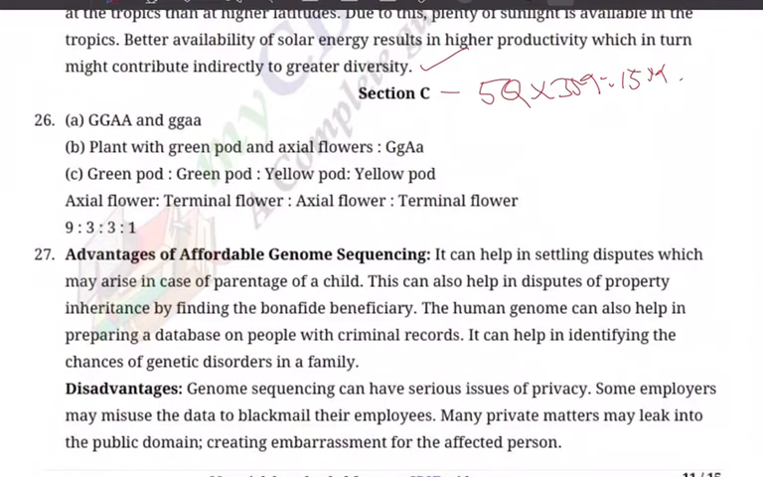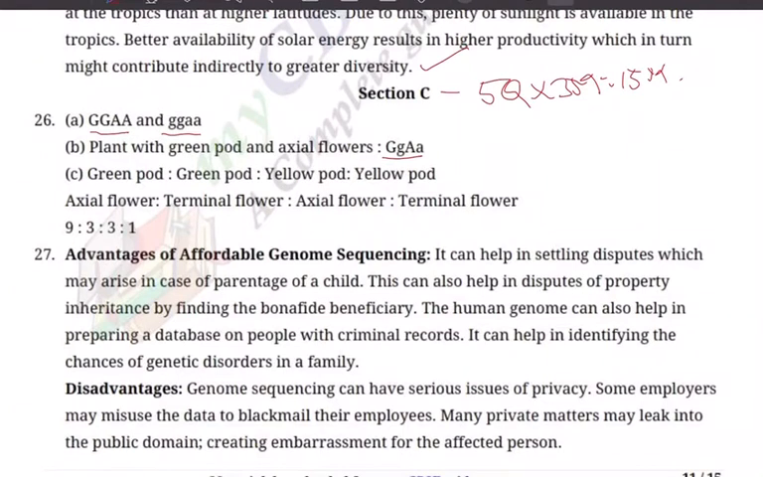26th question. If a true breeding homozygous pea plant with a green pod and axial flowers as dominant characters is crossed with a recessive homozygous pea plant with yellow pods and terminal flowers, then what would be the A. genotypes of the two parents? Capital G, capital G, capital A, capital A, and small g, small g, small a, small a, both dominant and recessive. B. phenotypes and genotypes of the F1 offspring.